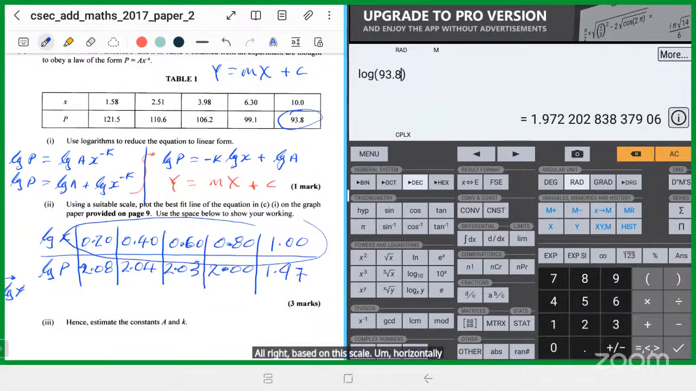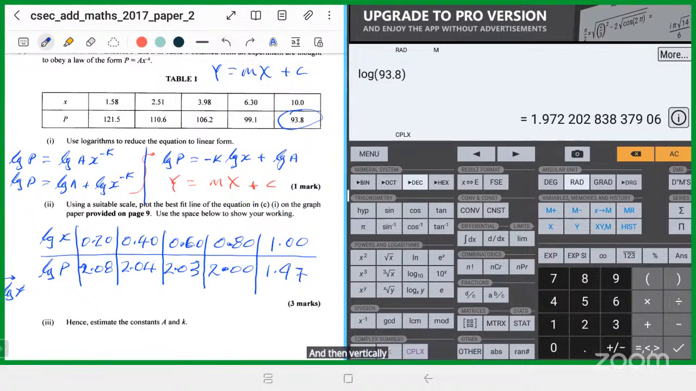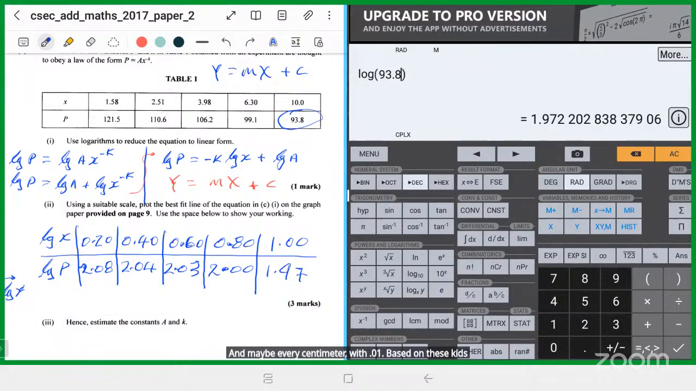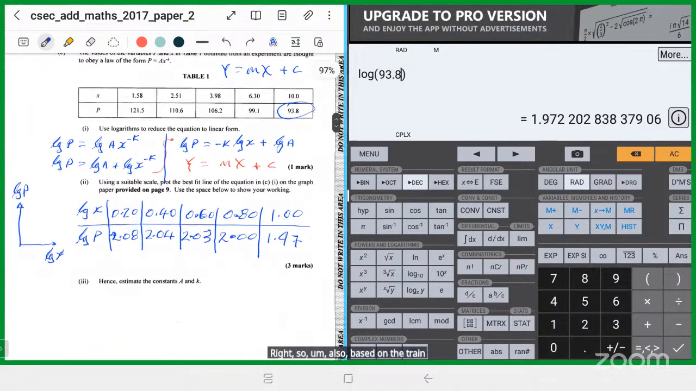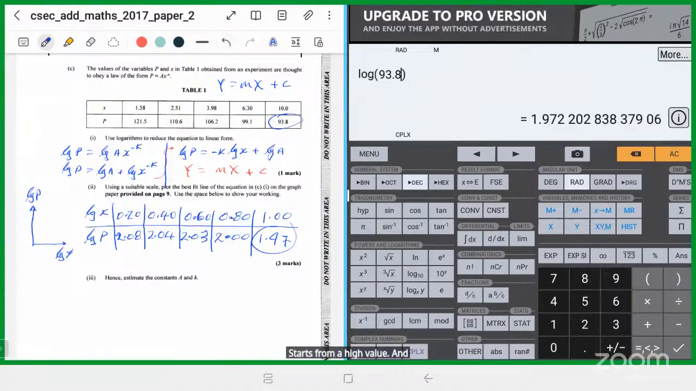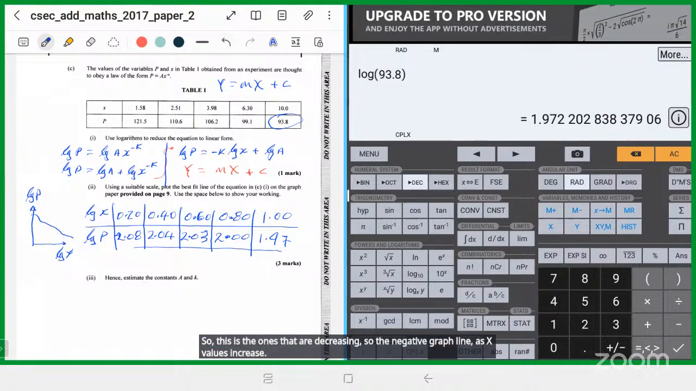Alright, so based on this scale, horizontally you can do maybe 1 centimeter to 0.2, and then vertically you're going to break the graph and start it at 2, and maybe every centimeter you're going to make 0.01, right? Also, based on the trend of this graph, it starts from a high value and it's trending down. So the negative graph line, as the x values increase, your log p values are decreasing, right?